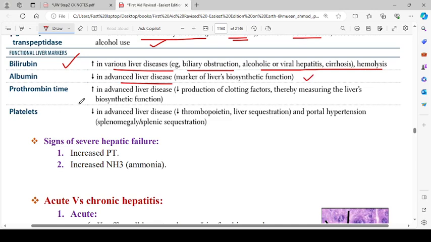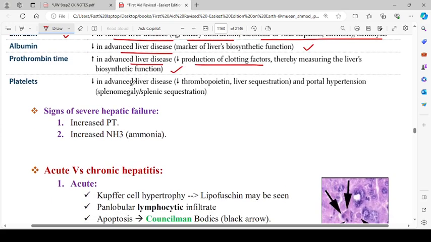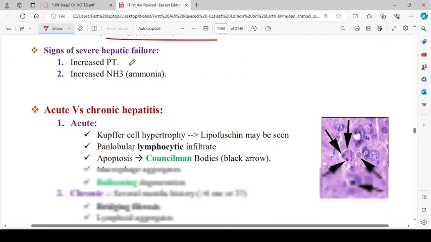Prothrombin time, PT, is increased in advanced liver disease due to decreased production of clotting factors, thereby measuring the liver's biosynthetic function. The platelets are decreased in advanced liver disease due to decreased thrombopoietin, liver sequestration, and portal hypertension, that is splenomegaly and splenic sequestration. Signs of severe hepatic failure are increased PT and increased ammonia.